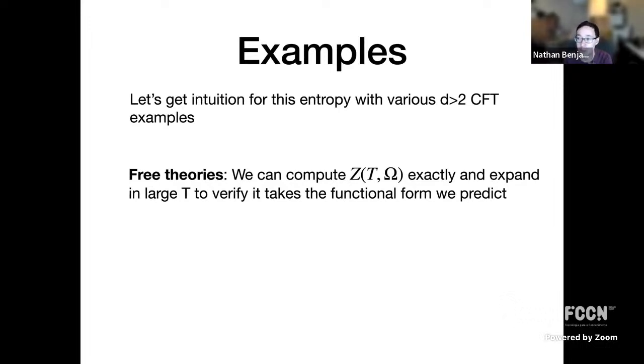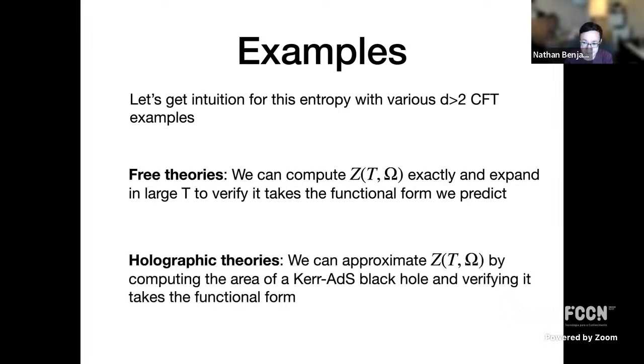As was pointed out by Gabriel, we need to be careful with these free theories because they have gapless modes. So there is some caveat, but we can discuss it afterwards. You can just compute the action of these gapless modes, and they'll give the log t terms that was mentioned earlier. Or you can put these theories with different boundary conditions that get rid of the gapless modes. And the other example I'll compute is holographic theories, where we can approximate this partition function by computing the area of a Kerr AdS black hole, and we can verify it takes this proper functional form.